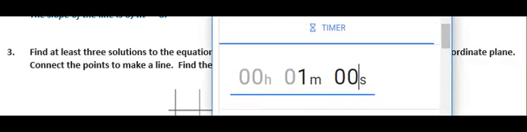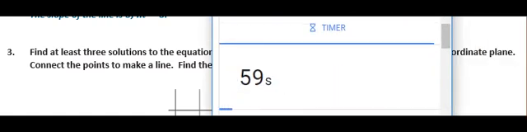Go ahead and find exercise 3. Same thing, find at least 3 solutions to the equation y equals 3x plus 1 and graph the solutions on the coordinate plane. Connect the points to make a line and find the slope of the line. I'm going to reset the timer for 1 minute. Let's see how much faster we can work these out. For the fixed values of x, we want to choose 0, 1, and 2. If you want to challenge yourself, you could choose another value of x.